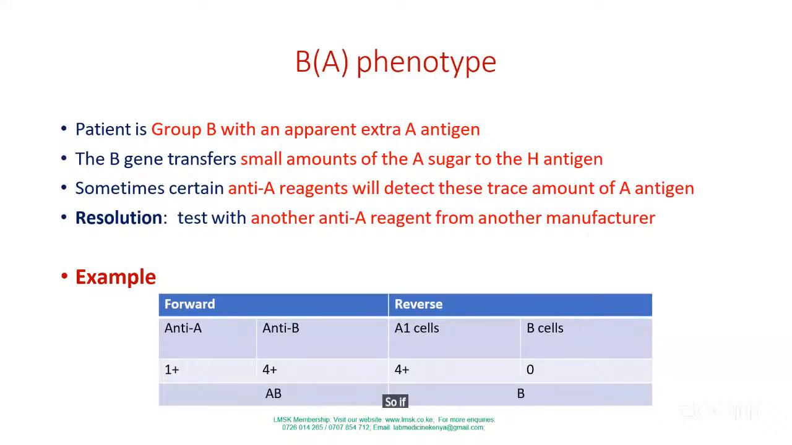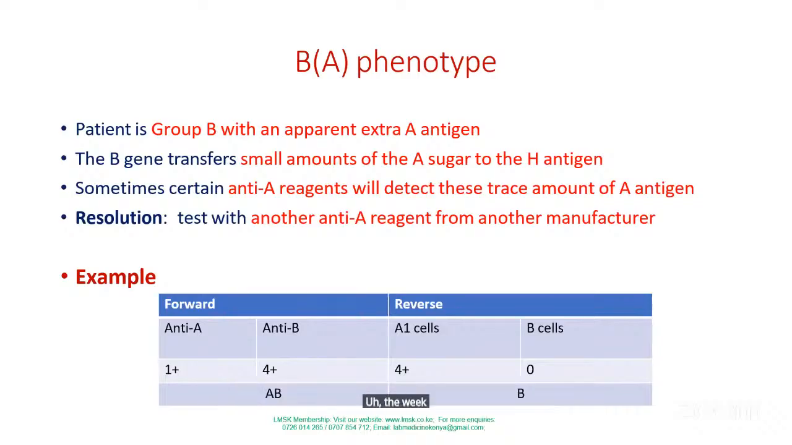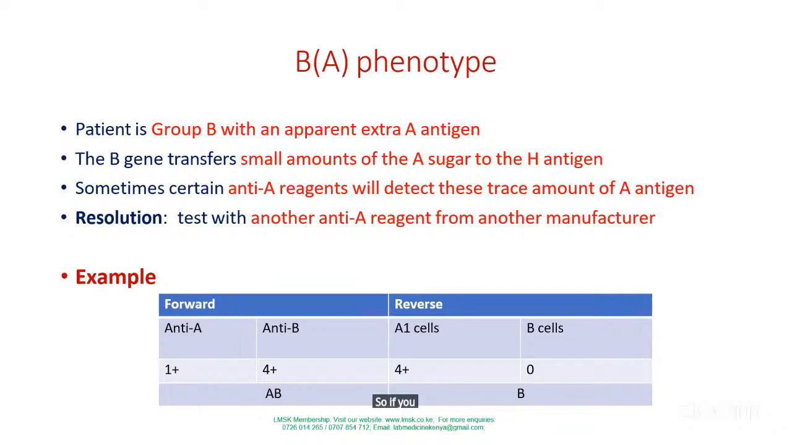So if you experience that, you will repeat the testing with anti-sera from another manufacturer, because most of them will not detect the weak A antigen on the red cell surfaces. So you repeat that with another anti-A reagent from another manufacturer, and if it resolves, then that is a BA phenotype.